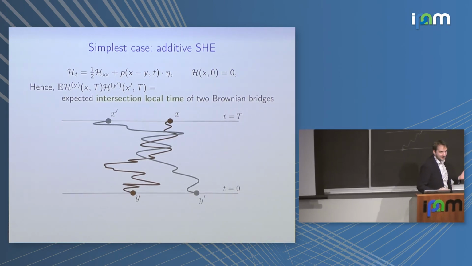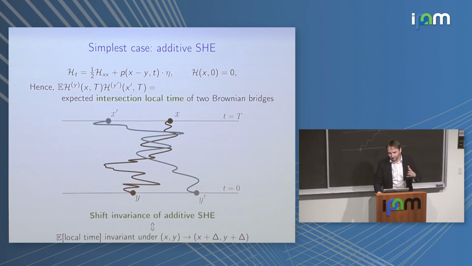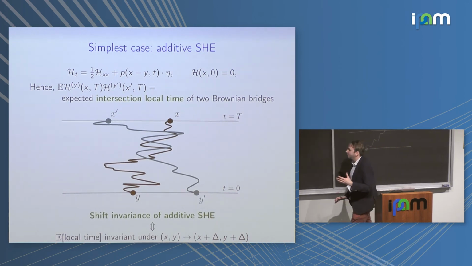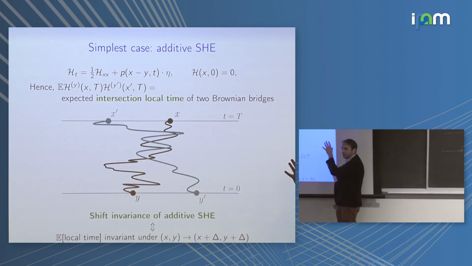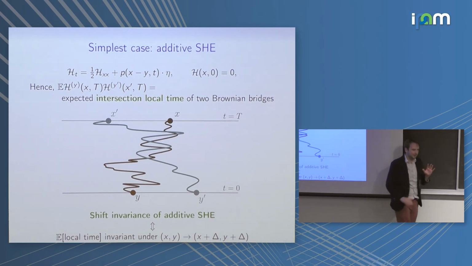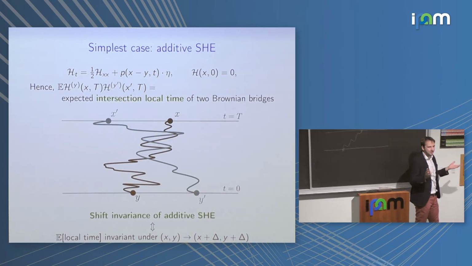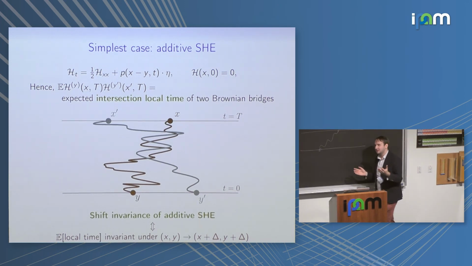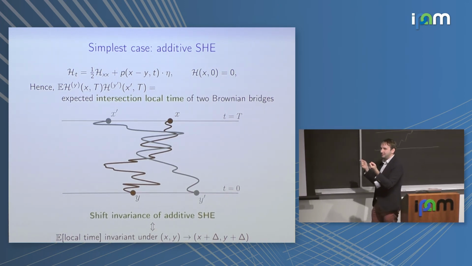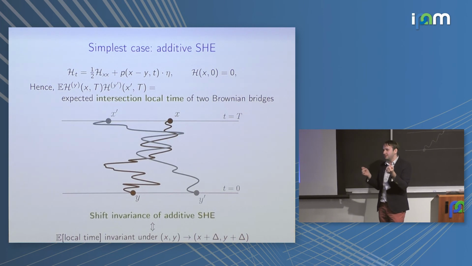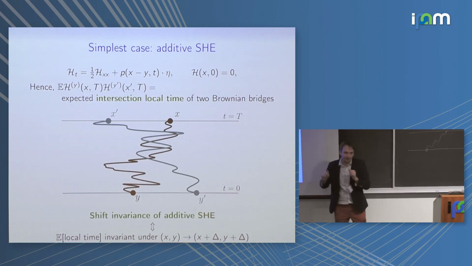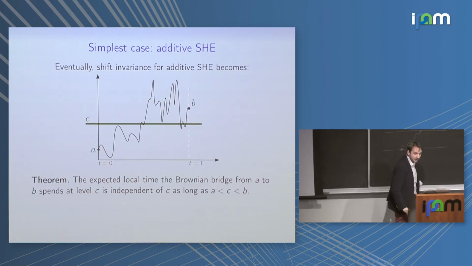Okay, so your shift invariance is now related to the shift invariance of the expected local time of intersection of two Brownian bridges. Now, even that might be still too complicated, but now you're thinking, okay, why do we actually need two Brownian bridges? We can instead pass to the difference of these two Brownian bridges. And the difference of Brownian bridges is a Brownian bridge again. So now we arrive at a statement for just a single Brownian bridge. And here is the statement.